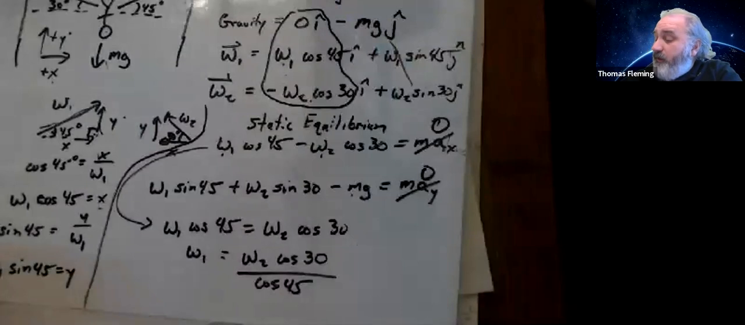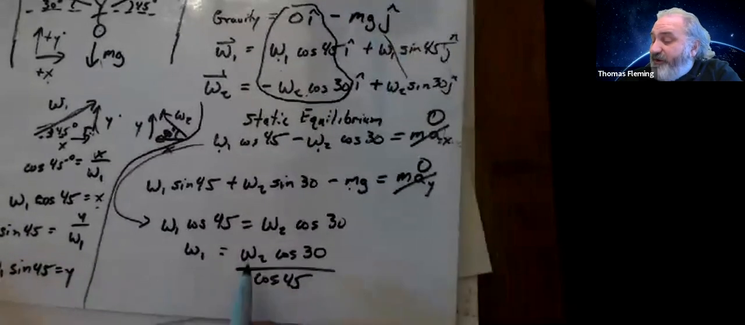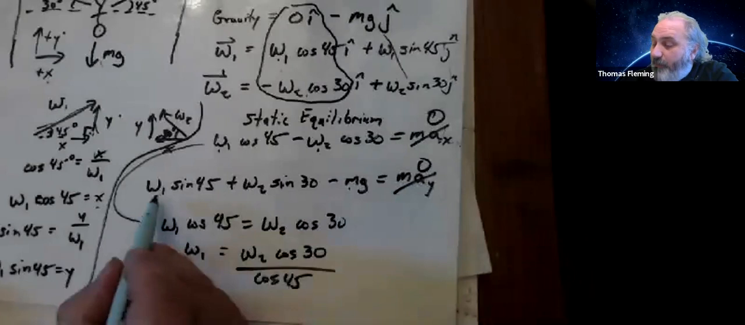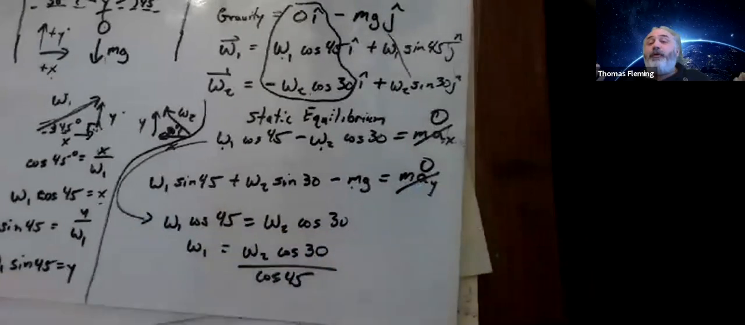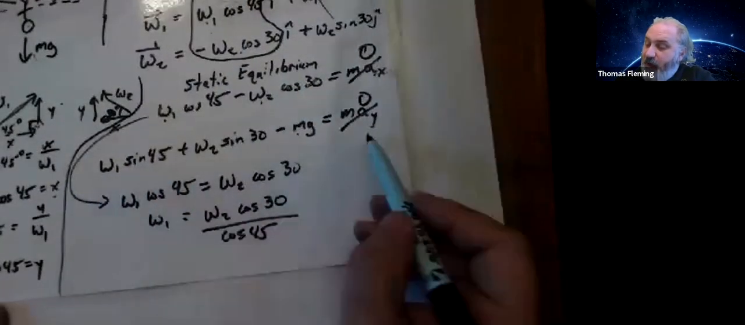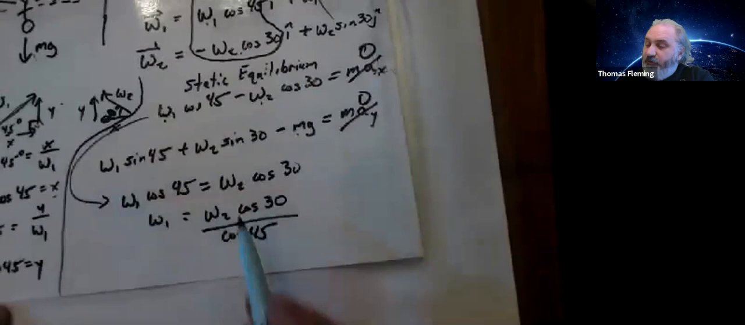So W1 equals all this. I don't have a number for W2 yet, so I can't solve that. But if I take this expression for W1 and plug that into the other equation, the one that I haven't used yet, once I replace W1 with all of this, W1 will no longer appear in that equation, and the only variable will be W2. So let's take this equation and replace W1 with this.